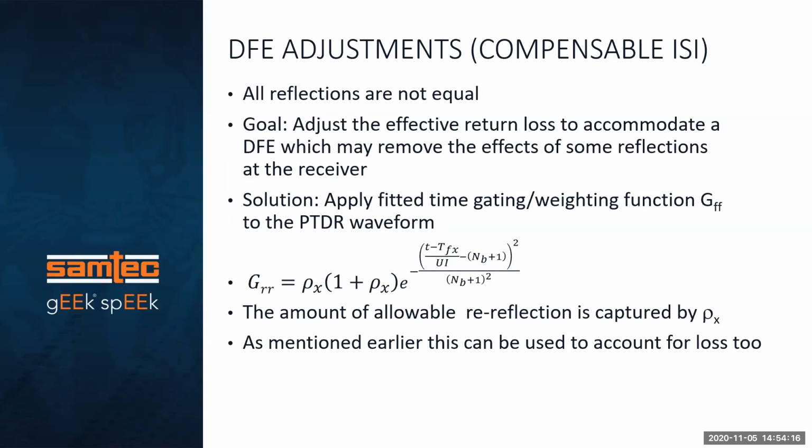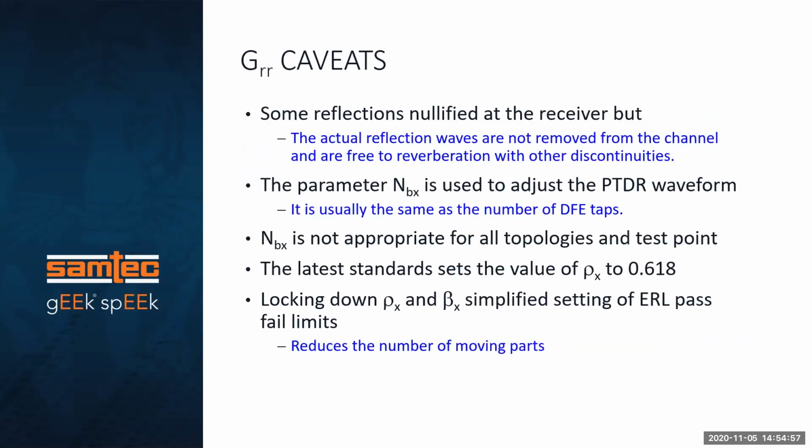So the goal is to adjust the return loss to accommodate for the DFE, which may remove some of these reflections. You may think it's going to move more, and I'll show you why it doesn't in a minute. But this is actually the first term of a scattering function, which again sounds like a great idea, except you end up chasing your tail in terms of finding out what rho X needs to be, what beta X needs to be. So we just set this to 0.68, which makes that rho X times 1 plus rho X 1. Moving forward. So there's some caveats here.